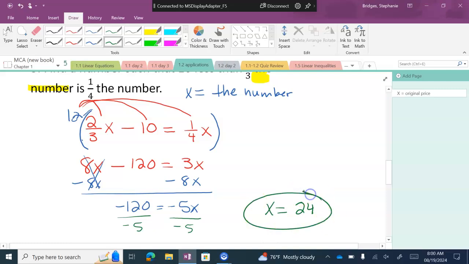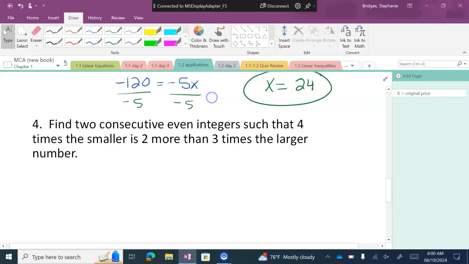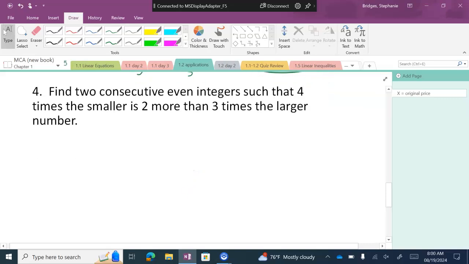24. Sorry. So 24 satisfies the equation. 10 less than 2/3 the number is equal to 1/4 the number. Does that make a little bit of sense? Sort of, kind of. Take a minute and write this one down. We're going to have to talk about this a little bit. There's a couple things we need to make sure we understand.